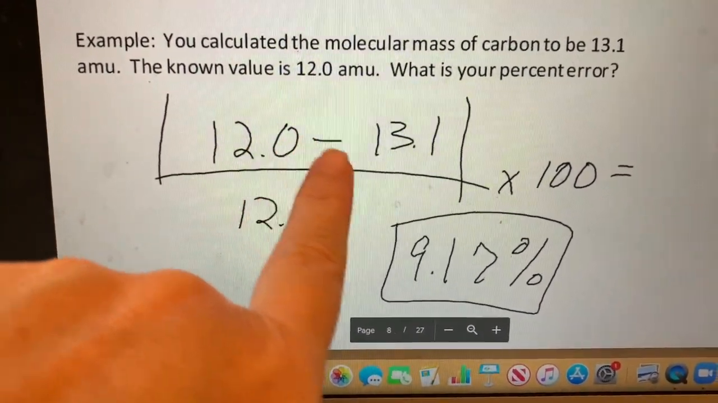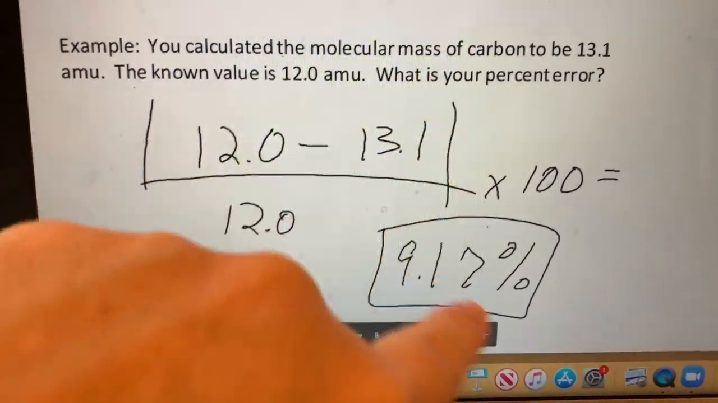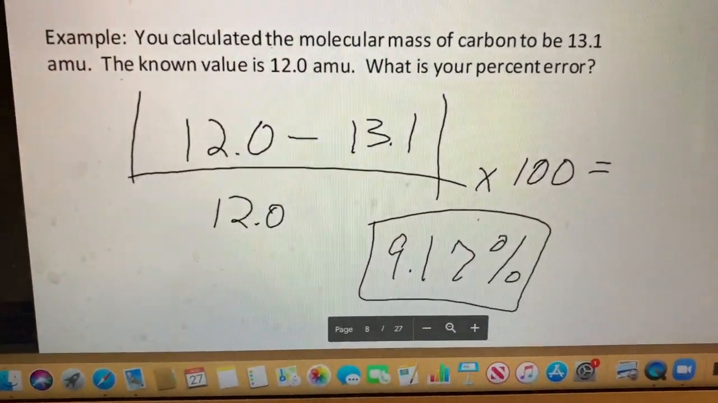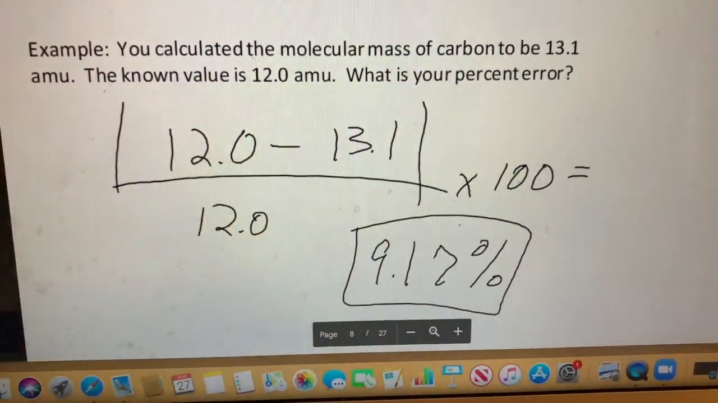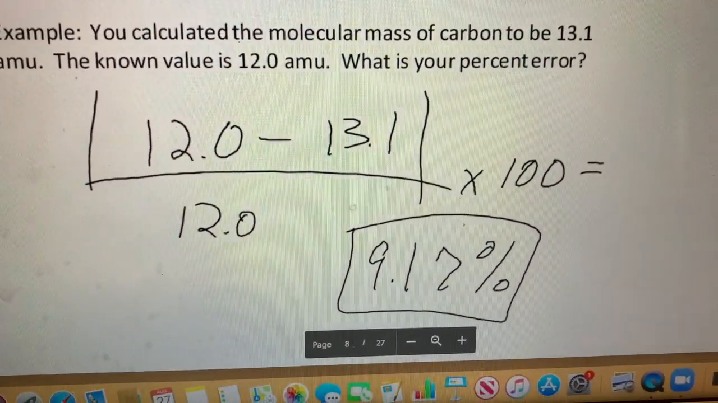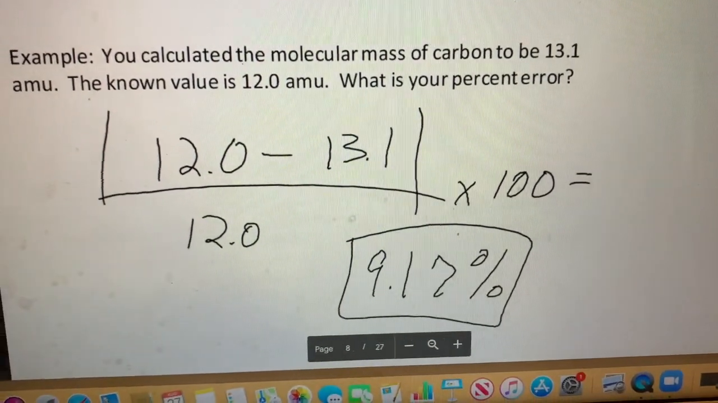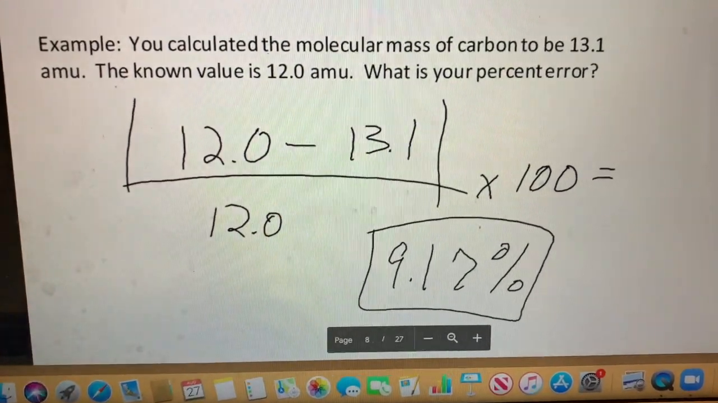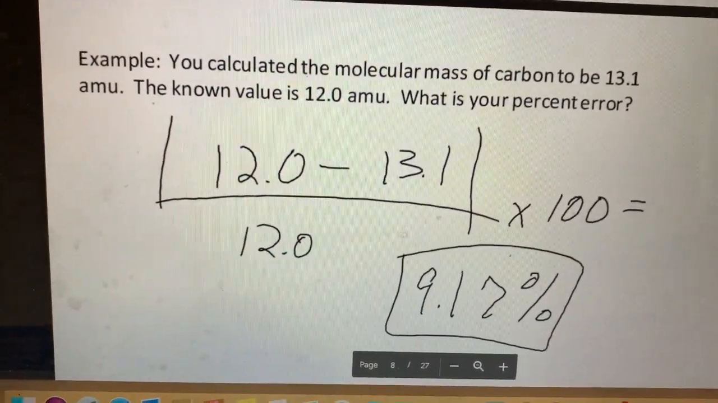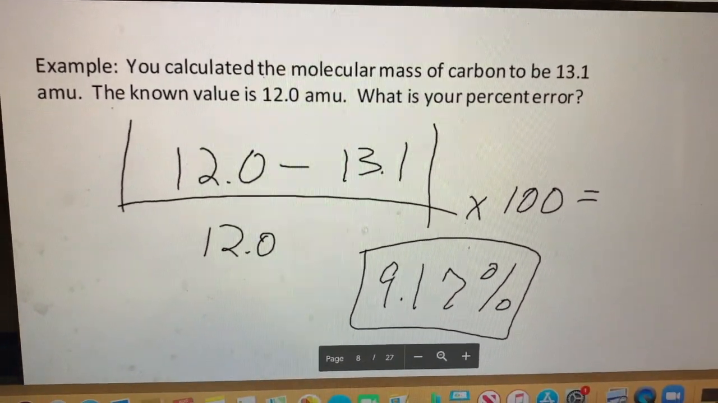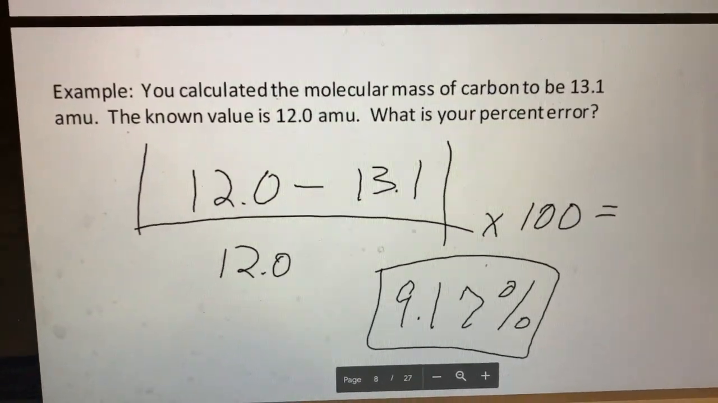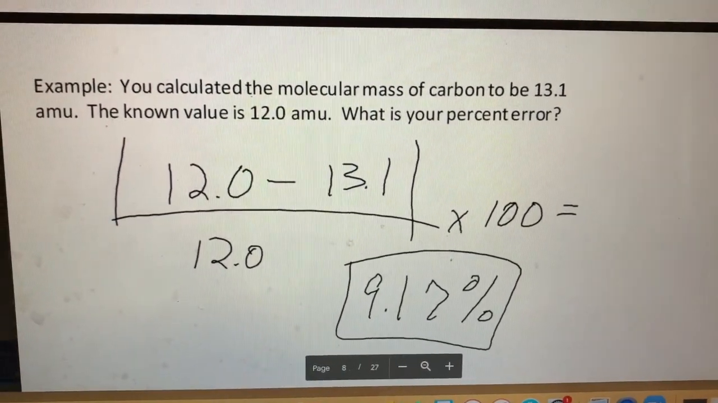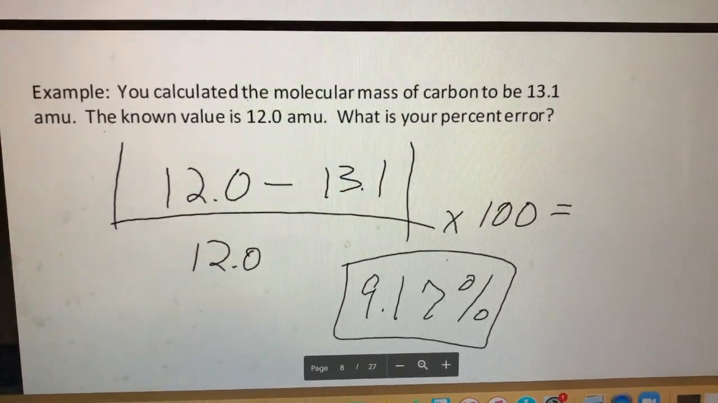So you did 12.0 minus 13.1. I took the absolute value of that. You're going to divide that by 12, and then you're going to multiply it by 100. Because this is always an absolute value, your percent error will always be a positive number. Why did I have 12 in my denominator? Because 12 is the known value. And then your percent error is therefore about 9.17%. You want your percent error to be as low as possible, obviously, in a lab, but sometimes that doesn't work out. I know this has been a lot to digest today.